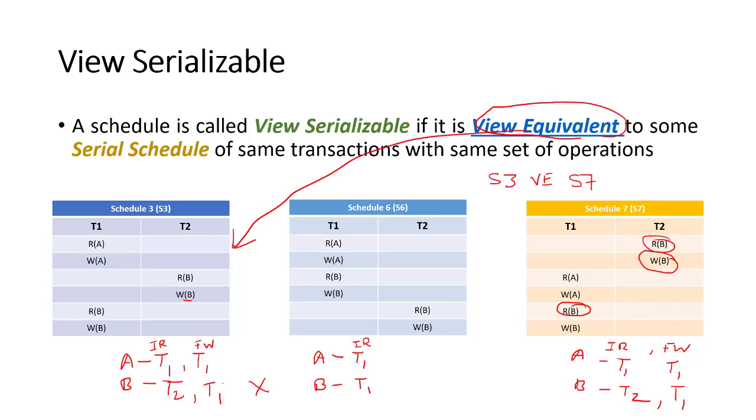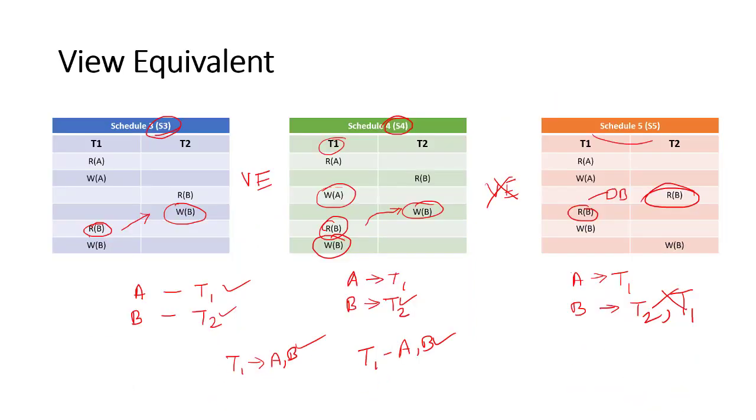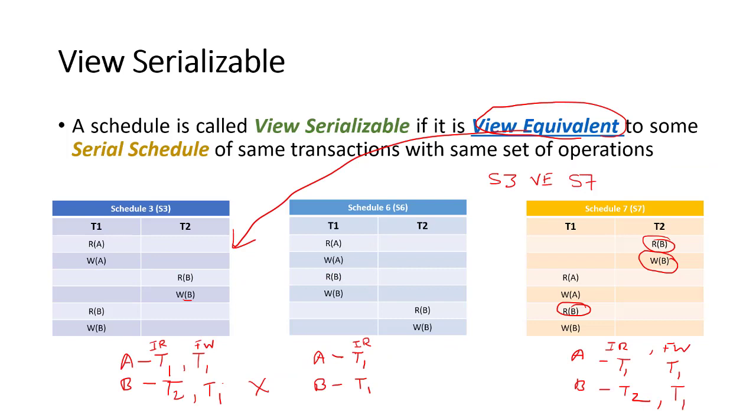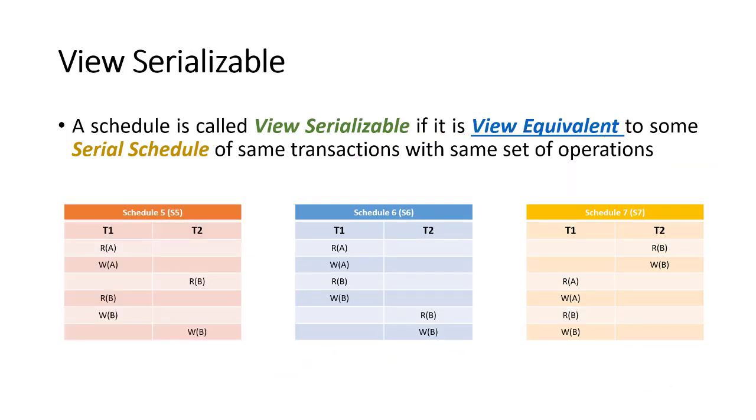Let us check whether S5 is view serializable or not. Now remember, as S4 is view equivalent to S3 and S3 is view serializable, which we have proved, S4 will also be view serializable. Now let us check whether schedule 5 is view serializable or not. With two transactions, the possible serial schedules are given as schedule 6 and schedule 7.